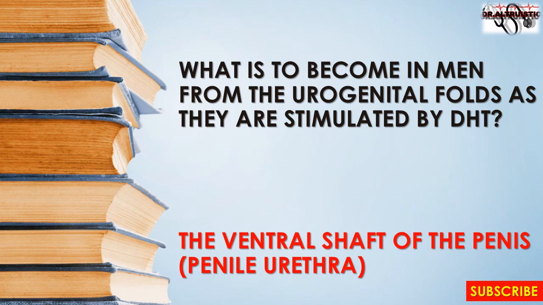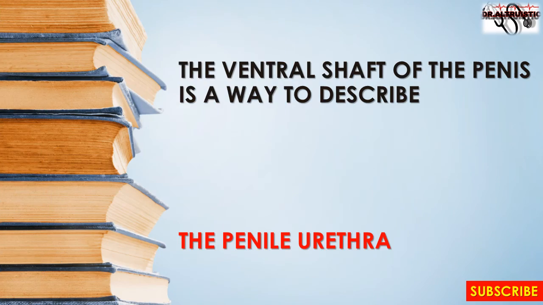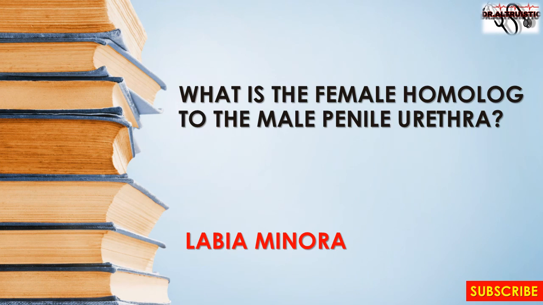What becomes, in men, from the urogenital folds as they are stimulated by DHT? The ventral shaft of the penis, penile urethra. The ventral shaft of the penis is a way to describe the penile urethra. What is the female homolog to the male penile urethra? Labia minora.